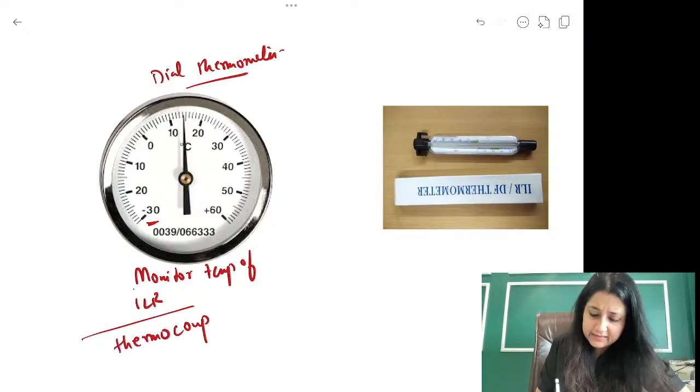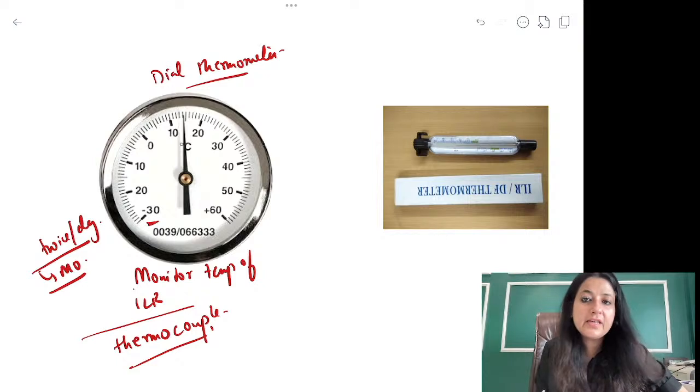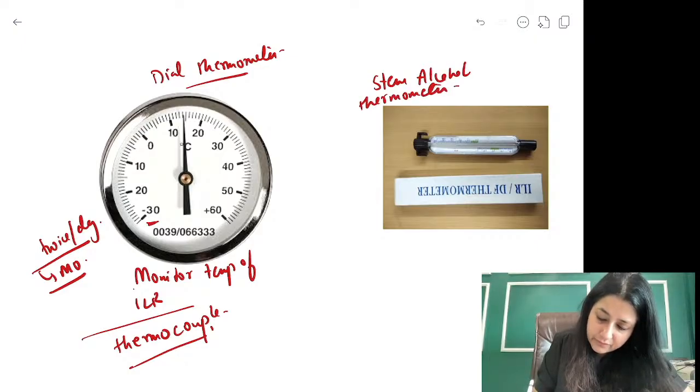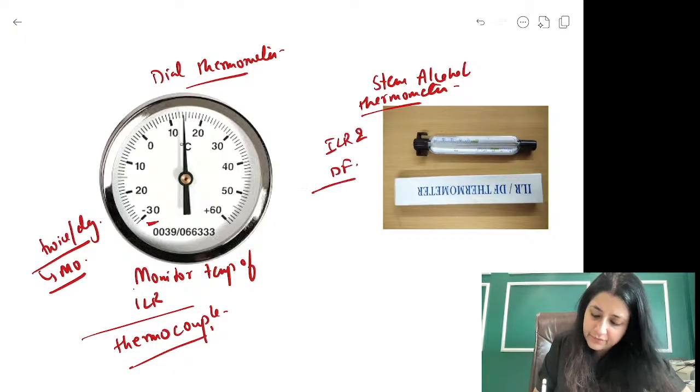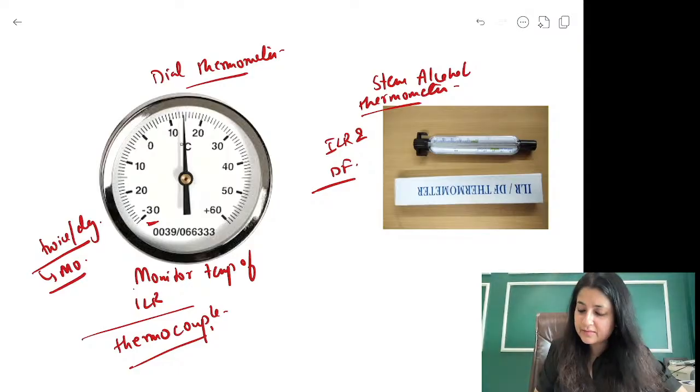Just revising: temperature monitoring is done twice per day. It has to be done by a medical officer, not an ANM, not a staff nurse, by a medical officer. This one right here, everyone, is a stem alcohol thermometer. This can monitor the temperature of the ILR as well as deep freezers.